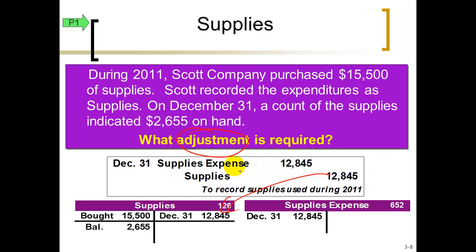And the offsetting debit is the used up expense. Expenses are recorded with debits. Here you can see the posting into the T account.